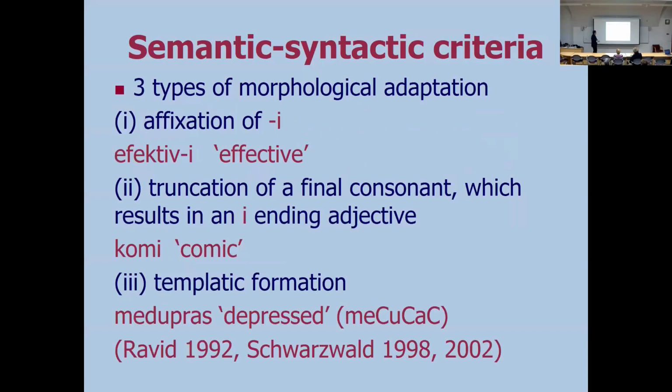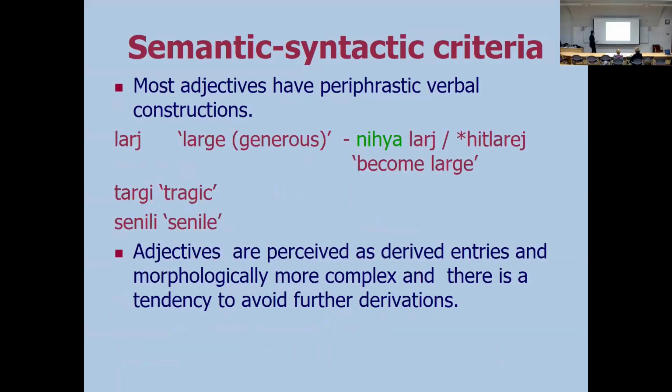We have three types of morphological adaptation. We have affixation of -i. For example, effective, we have effectivi. -i is a typical adjectival suffix in Hebrew. Okay, so effective is already an adjective, but we still add -i to it to make it look like a more typical Hebrew adjective. Sometimes we have truncation of the final consonant, which also results in -i ending adjectives, like comic, so we have comi, or tragic, tragi. And we also have templatic formation, like medupras, as depressed. Okay, so we can also have pattern formation.